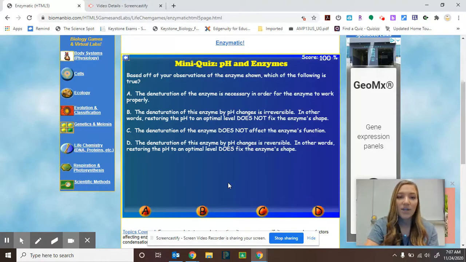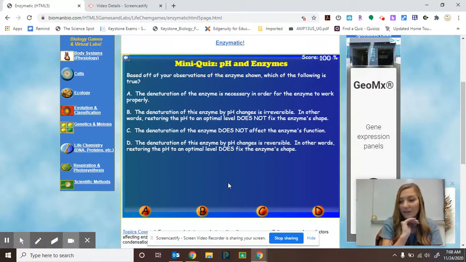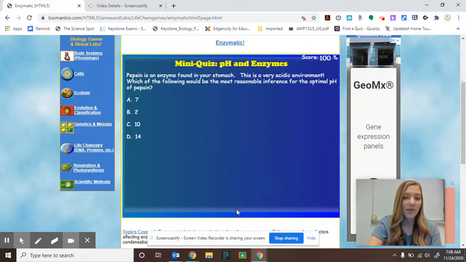Thirdly, based on the observations we saw, which is true? A, the denaturation of the enzyme is necessary for it to work. Denaturation means it's not working anymore. B, the denaturation by pH is irreversible. If we went back to the optimal level, it didn't fix the shape. Well, that actually isn't true for pH, because if you remember, I did go back to the optimal level and it was okay. So sometimes that's true for pH. C, denaturation does not affect it. Or D, denaturation is reversible when we're talking about pH sometimes. We restored the pH and we fixed the shape. That is true. That's big D. Oh my gosh, we're amazing.